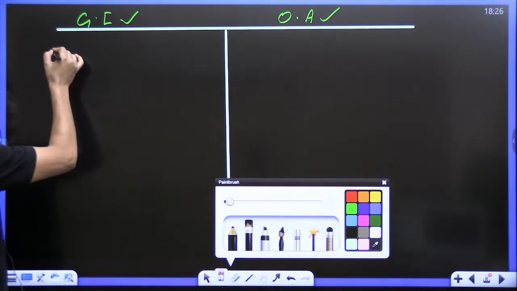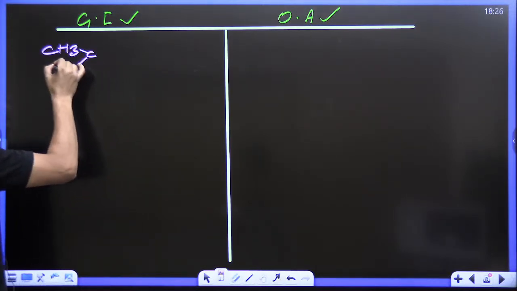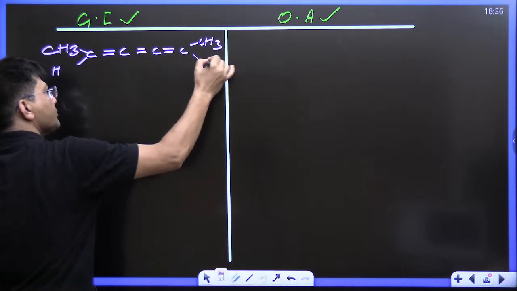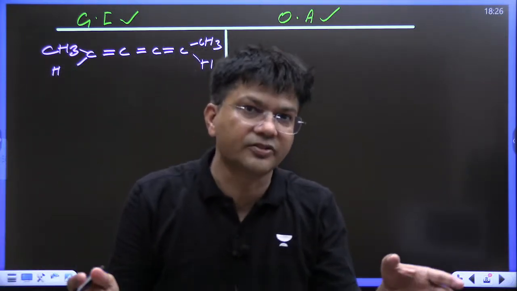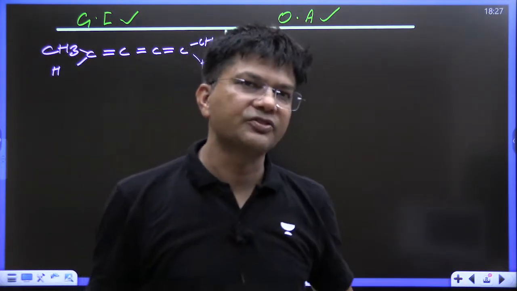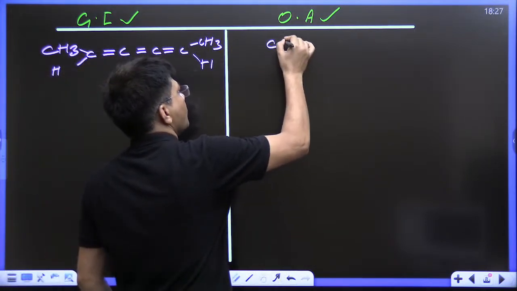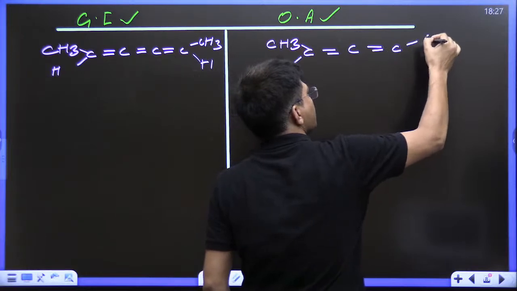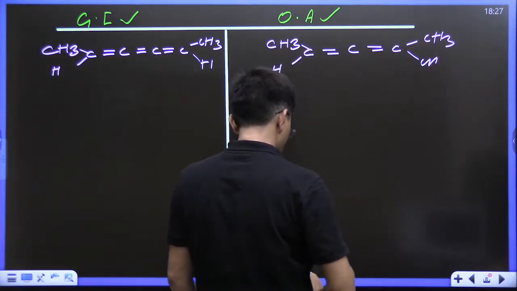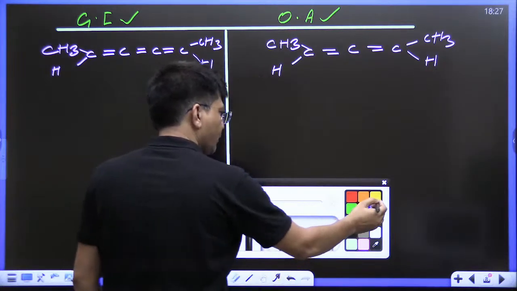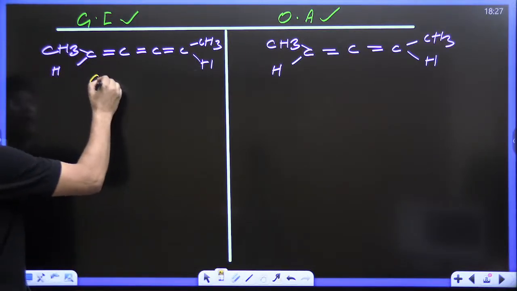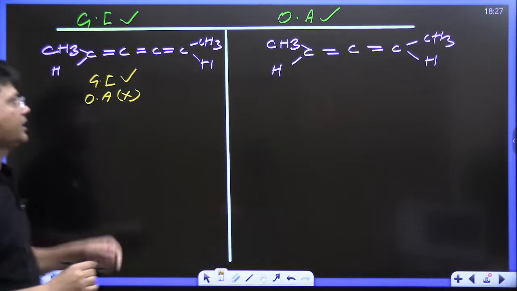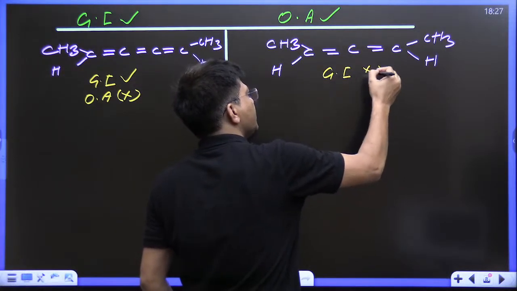Right now I've told you a compound like this, CH3CH=C=C=CCH3H. Try to understand, because in the examination you won't be able to visualize, so you can apply HSP Baba's tricks to find out the answer. We should keep all these things in our brain to get full marks. This compound will show GI, but it is not optically active. But this compound will not show GI, but it is optically active.